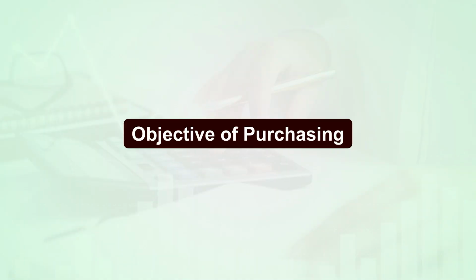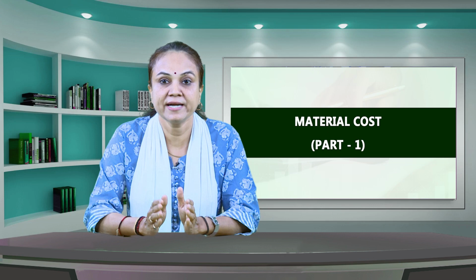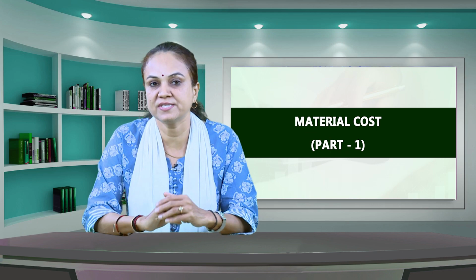Let's discuss objectives of purchasing. The objectives of purchasing can be explained in the form of 5 R. That is, first R is right quality, second R is right quantity, third R is right time, fourth R is right price, and fifth R is right source. These 5 R's are helpful at a significant level to improve profitability and productivity irrespective of nature of business.